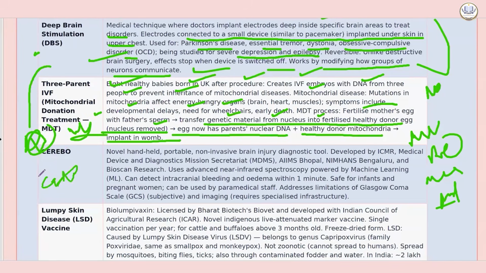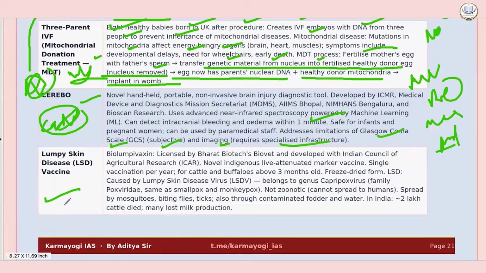We have Cerebro, a novel handheld portable non-invasive brain injury diagnostic tool. This is developed by ICMR and the Medical Device and Diagnostic Mission Secretariat, AIIMS Bhopal, several others, NIMHANS Bangalore, and Bioscan Research. It uses advanced near-IR spectroscopy powered by machine learning, can detect intracranial bleeding and edema within 1 minute, is safe for infants and pregnant women, and can be used by paramedical staff. It addresses limitations of the Glasgow Coma Scale, which is subjective, and imaging, which requires specialized infrastructure.